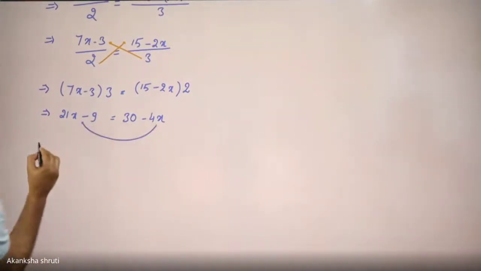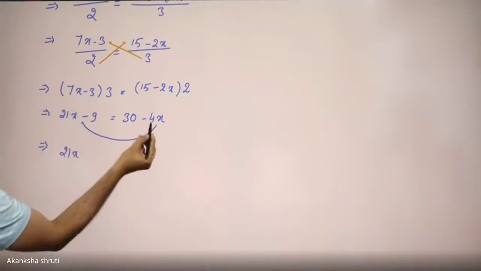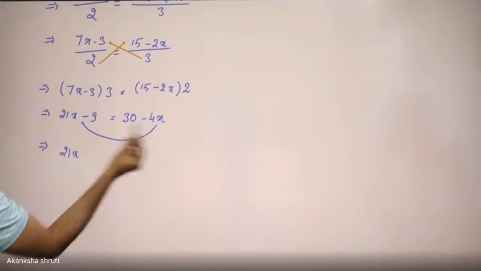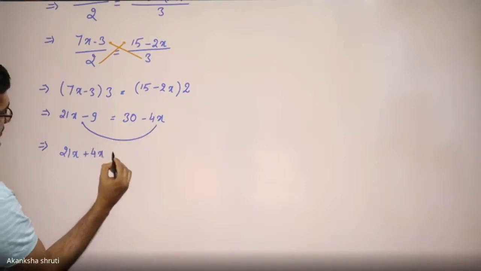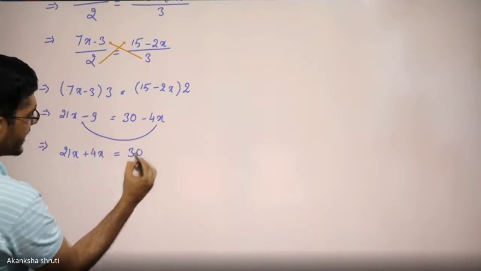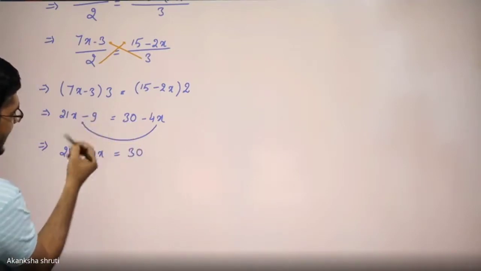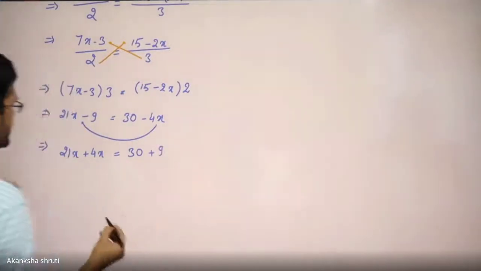So bring all the x on the same side, 21x as it is. The sign of 4x is negative, it will turn positive. So it will be 4x. Keep this equal sign. 30 is already on the right hand side, but minus 9 was on left hand side. So it will turn into plus 9 for right hand side.